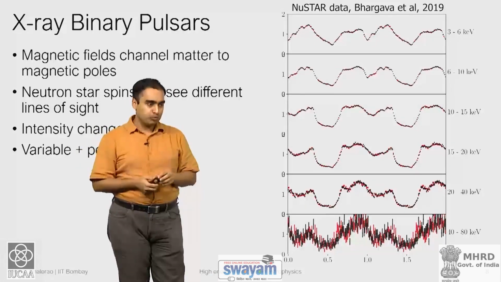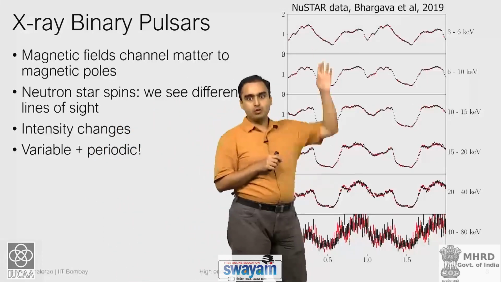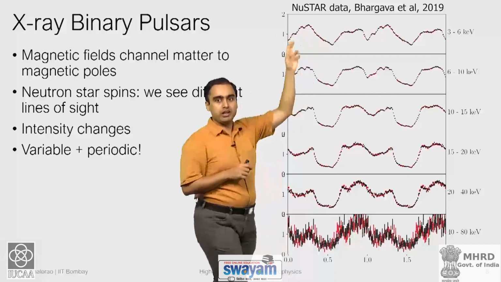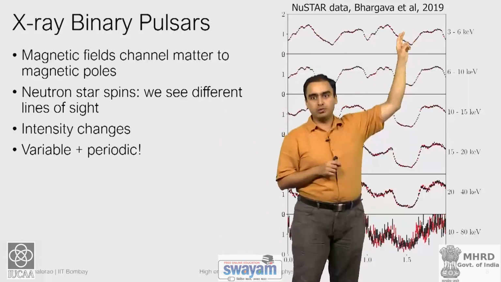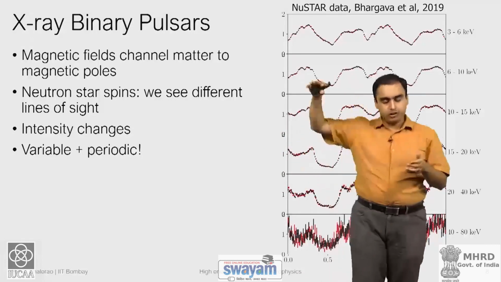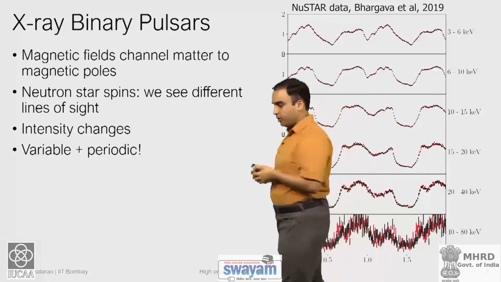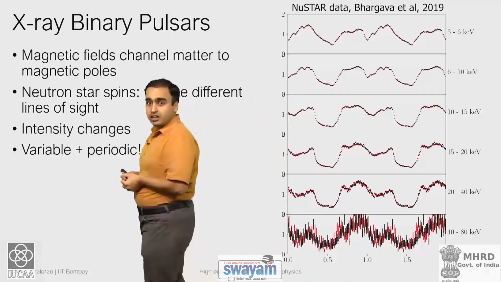So, this plot is called the pulse profile. The neutron star, as you can see, there is a peak somewhere here, and then one cycle later at this point there is another peak. And then there are dips in between. So, you see this up and down variation of the intensity of this neutron star as a function of time, and it is different at different energies.